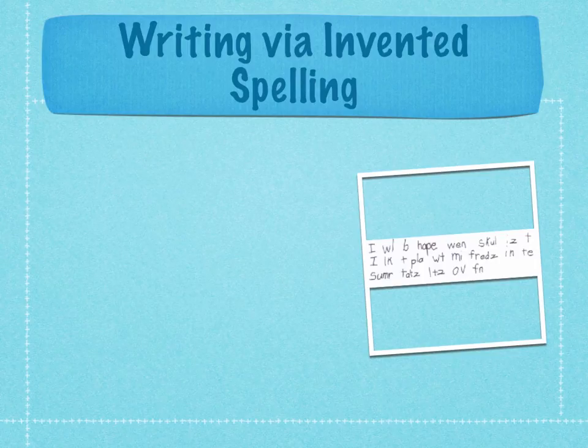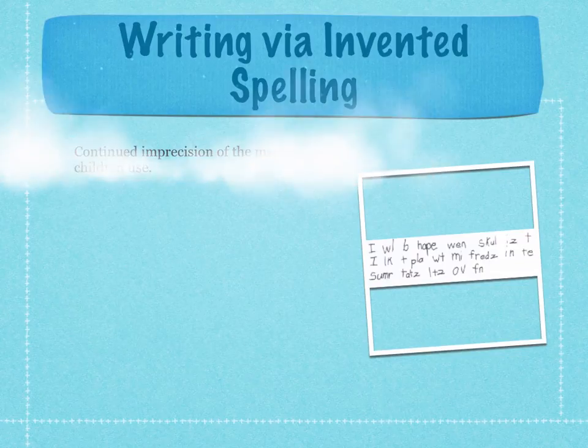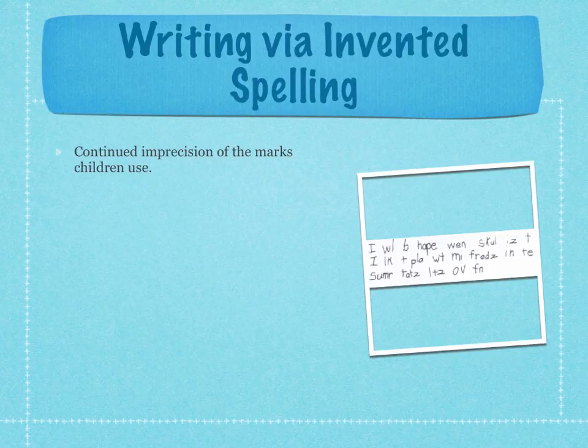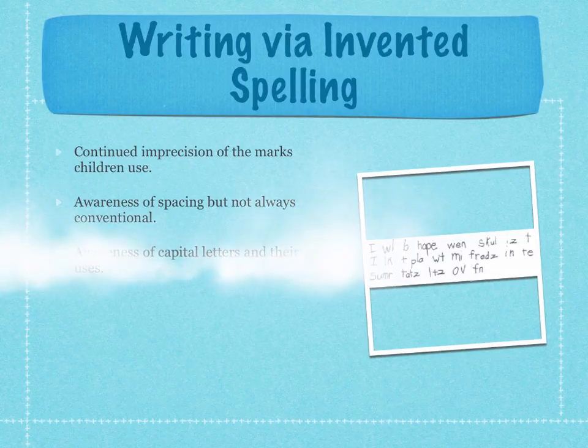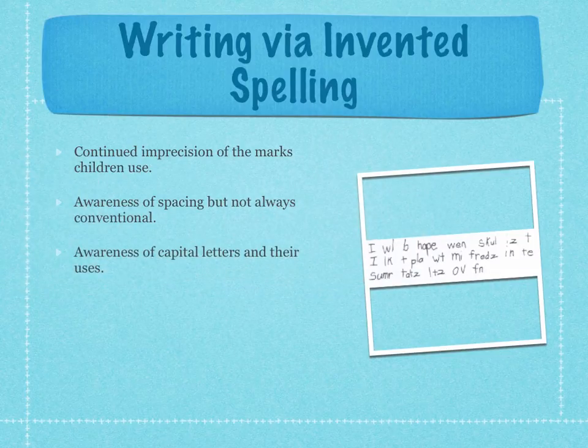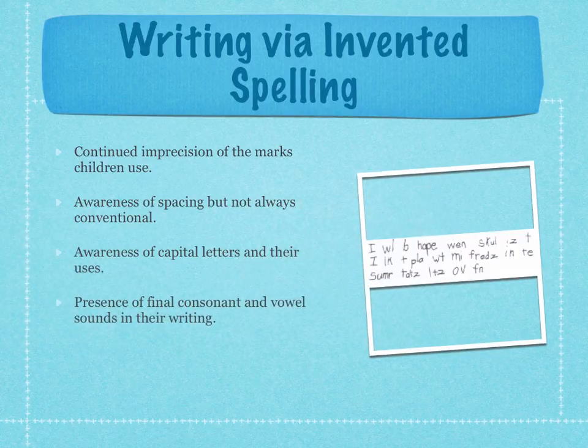So we move then into the beginnings of invented spelling, and this is really when we start seeing kids capitalizing on that sound letter relationship. There's a continued imprecision of the marks children use, so you're not going to see beautiful, perfect handwriting at this point, but it's still there. Awareness of spacing is happening, but it's not always conventional. Capital letters and their uses are there, but not always used in the ways that we would like them to be used, and that's okay. And then the presence of final consonant and vowel sounds begins to pop up in this particular category.